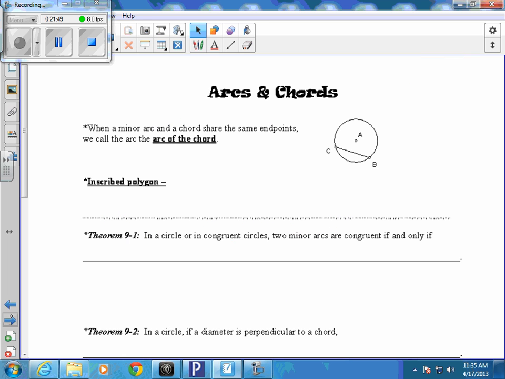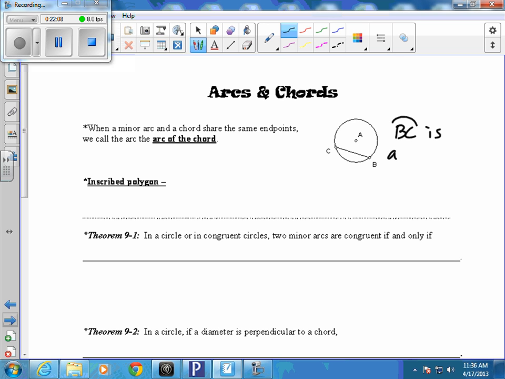All right, last page. Arcs and chords. So we got different types of chords. A chord, remember, is a segment with endpoints on the circle. When a minor arc and a chord share the same endpoints, we call it the arc of the chord. So arc BC is the arc of segment BC, which is why notation is important. Arc BC versus segment BC are written differently, and segment BC is a chord. So we call it chord BC.